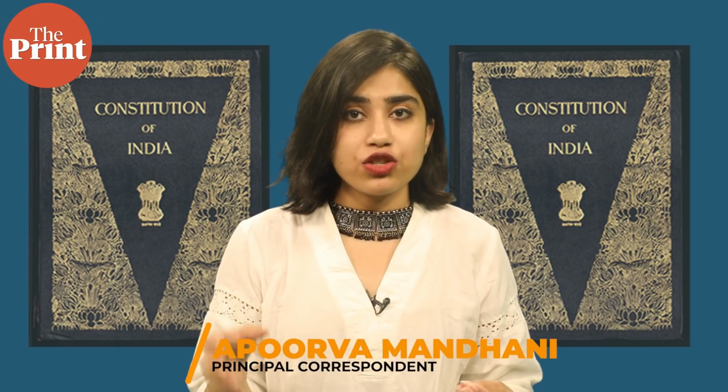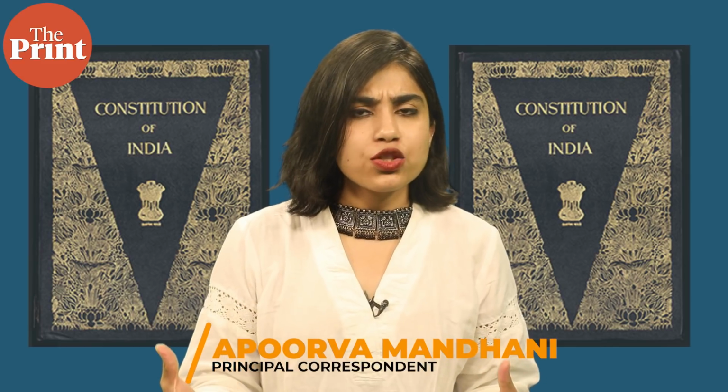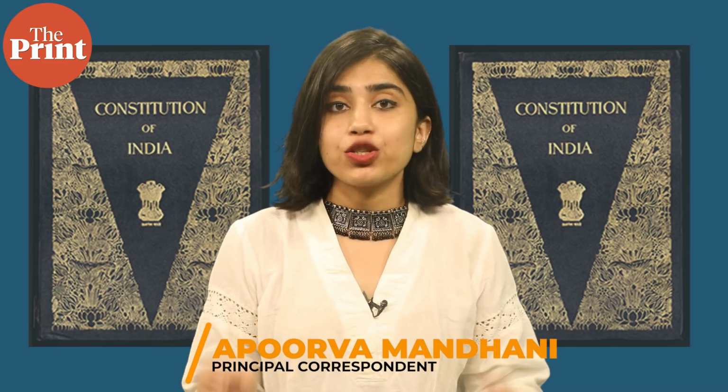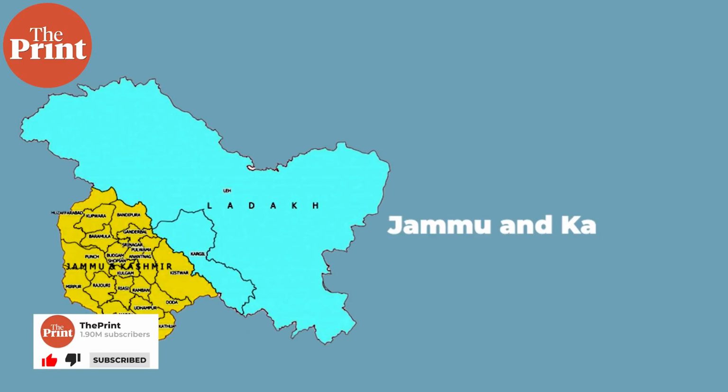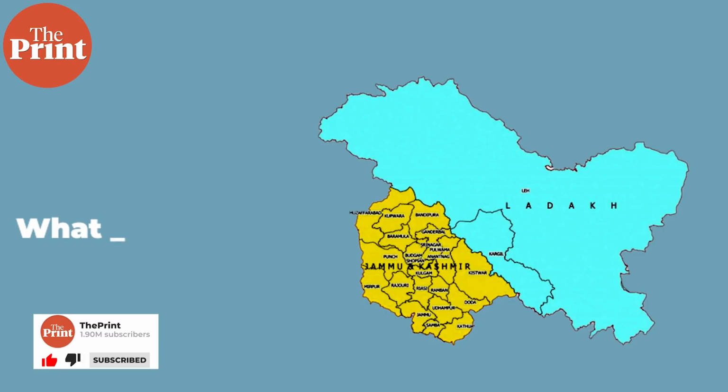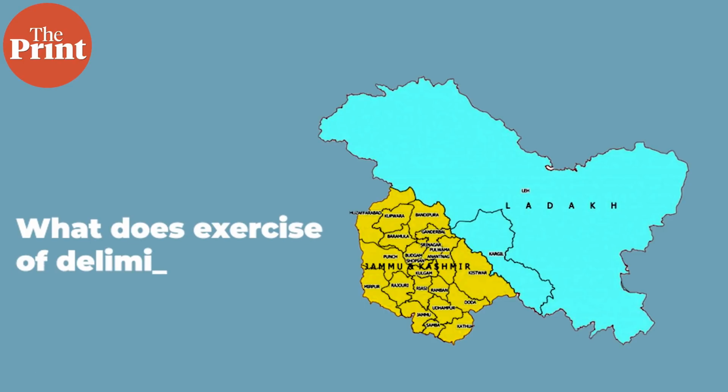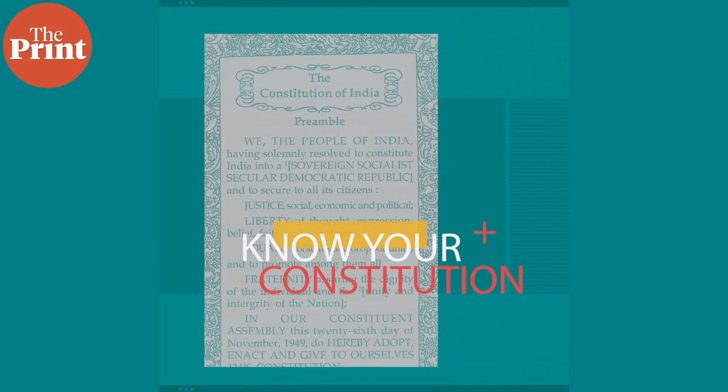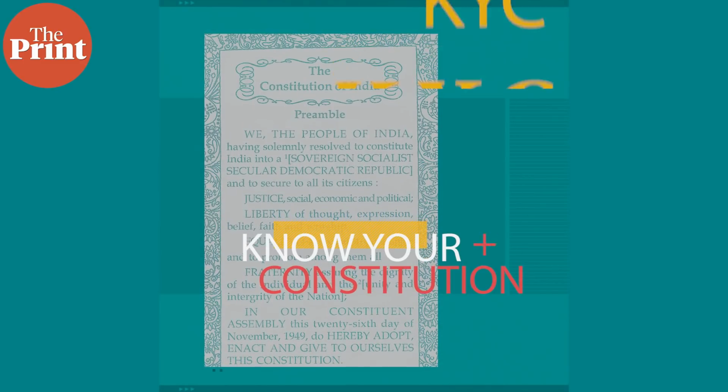From being called unconstitutional to being termed as an attempt to increase the Hindu footprint in Jammu and Kashmir, to a hearing in the Supreme Court where a lawyer said that Kashmir became a part of the country only after Article 370 was scrapped in August 2019. The Jammu and Kashmir Delimitation Commission's report has raked up a storm over the past few days. But what does this entire exercise of delimitation actually mean, and why is it controversial? I'll tell you in this episode of KYC, or Know Your Constitution.